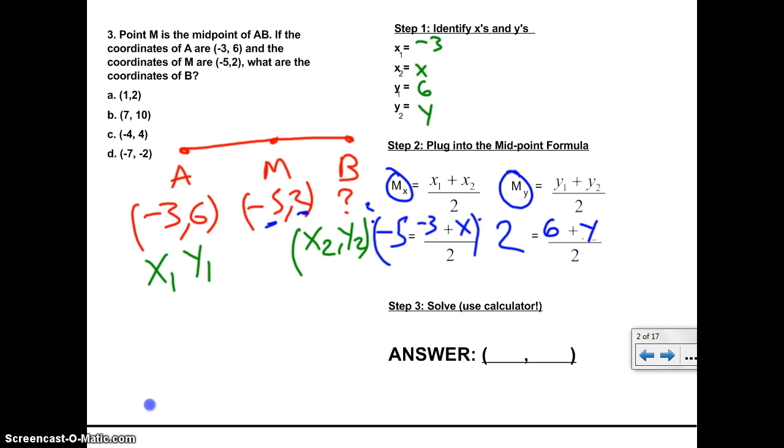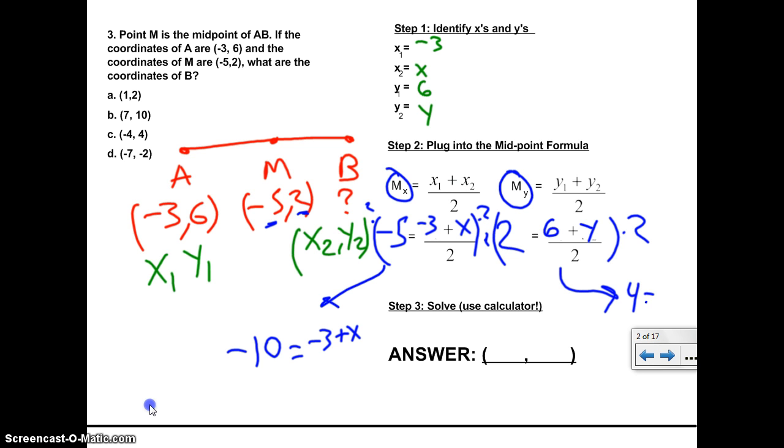Multiply both sides by 2, right? Do that with both of these. Multiply both sides by 2. So when you do that, you clear all that up, and you're going to get -10 equals -3 plus x for that one, and for this one right over here, you're going to have 4 equals 6 plus y.